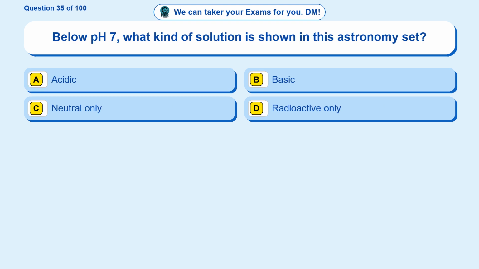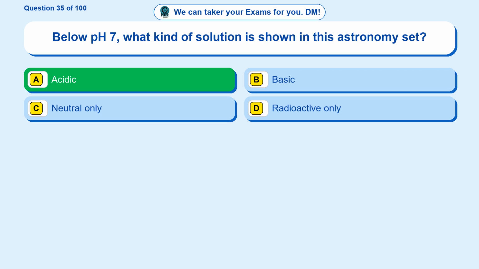Question 35. Below pH 7, what kind of solution is shown in this astronomy set? Option A, acidic. Option B, basic. Option C, neutral only. Option D, radioactive only. The correct answer is option A.